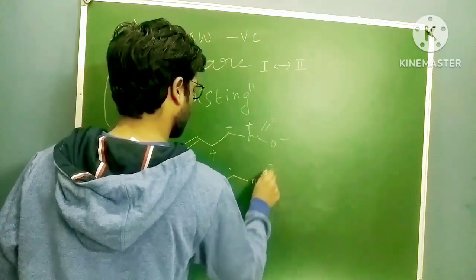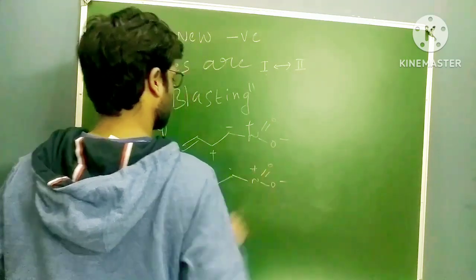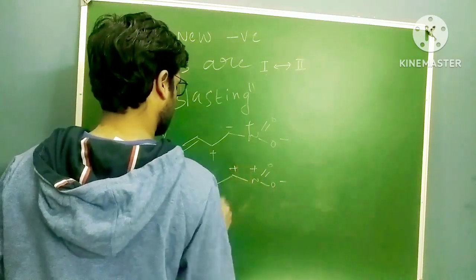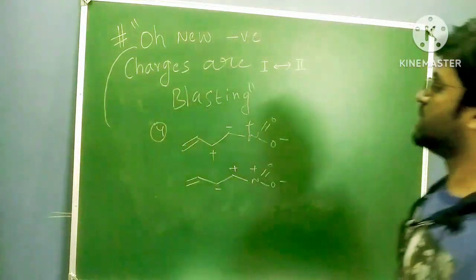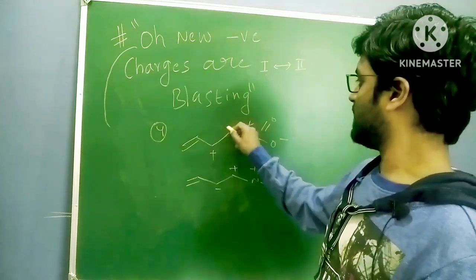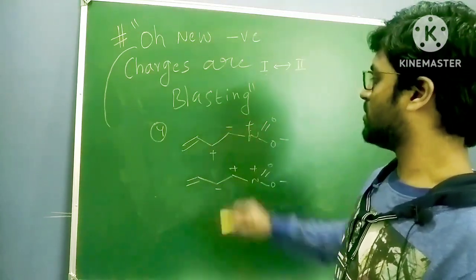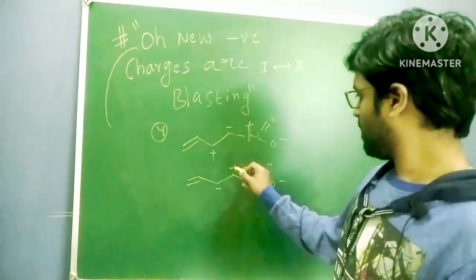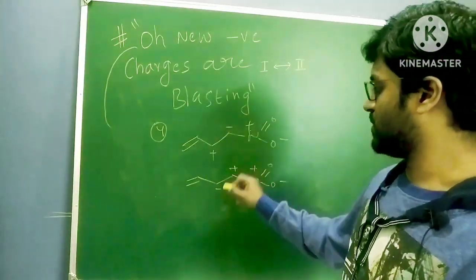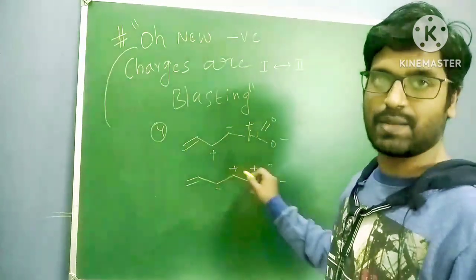Here N double bond O, single bond O minus, here positive. Now here positive, here negative. Observe these two structures. Look, plus and minus conform to a bond and they are close to each other. Here minus and plus conform to a bond, close to each other. Here, see, plus and minus conform to a bond, close to each other. Plus and plus repel each other.